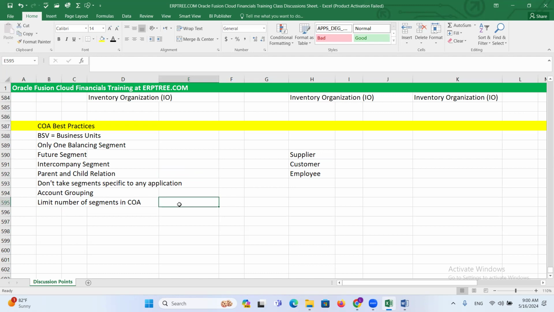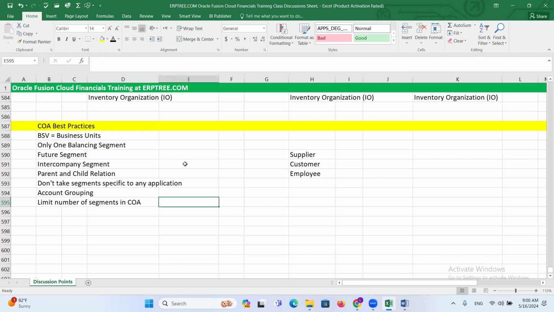Yes, max we can create 30. No client is using even 15 or 20. Most of the clients always use fewer than 10. On average, you can see 7, 8, including the future segments. Rarely you may see some clients with 10 plus, but there is no great need.